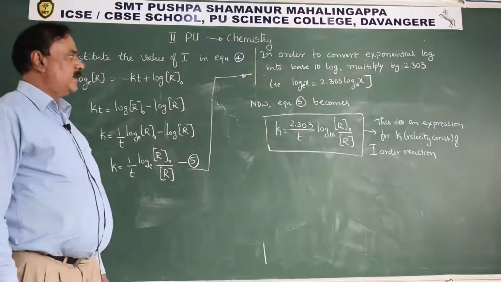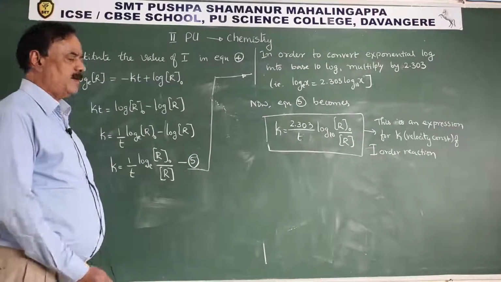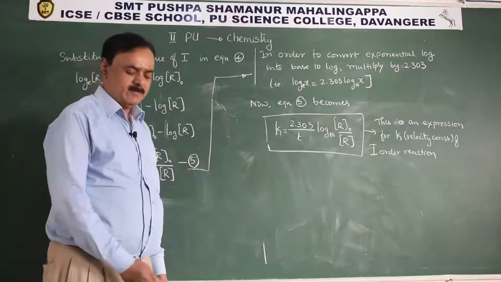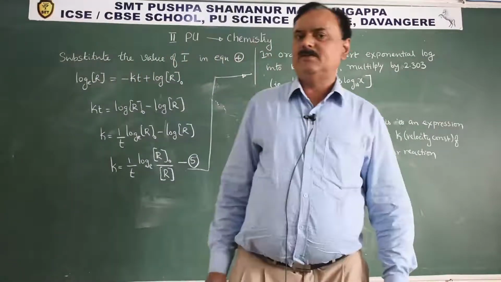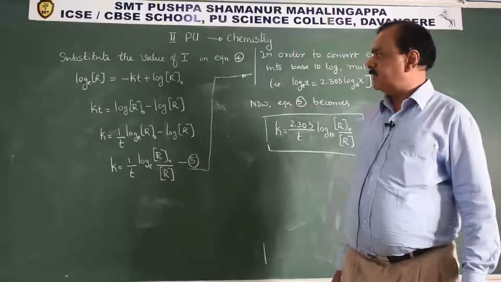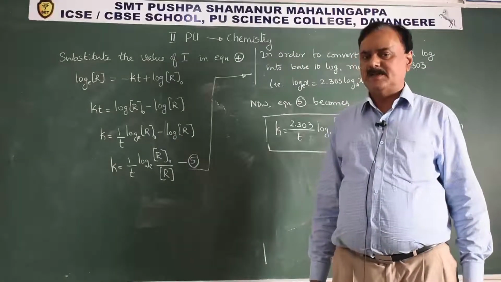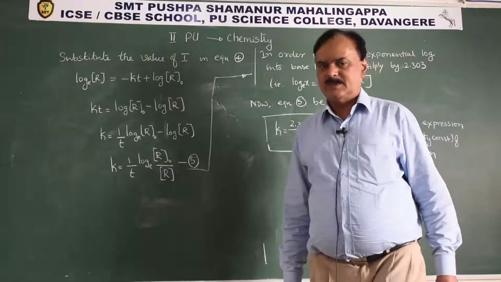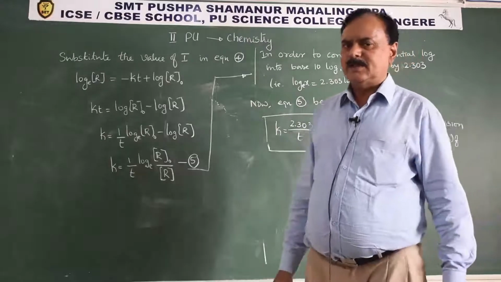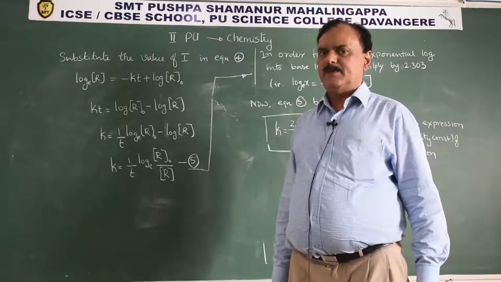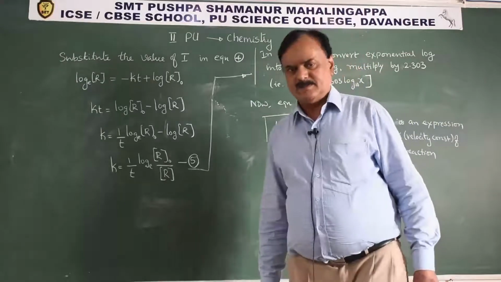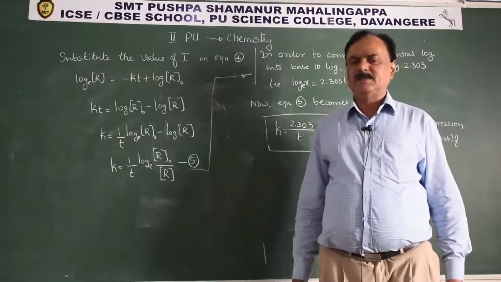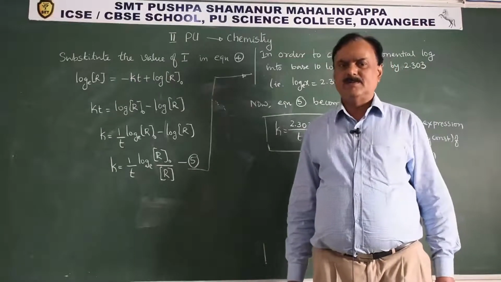Now this is a very important question from the board exam point of view: derive an expression for the velocity constant of a first order chemical reaction. First you have to write what is a first order reaction. A reaction is said to be first order when the rate or velocity of the reaction is directly proportional to the first power of the concentration of the reactant. Then write that the rate is directly proportional to R to the power of 1, because it is a first order reaction. Then rate is equal to k into R to the power of 1.